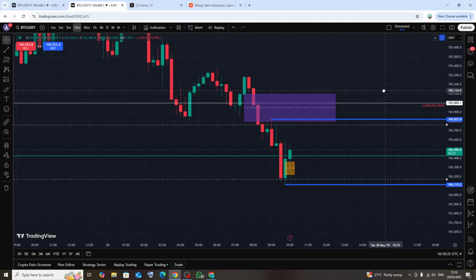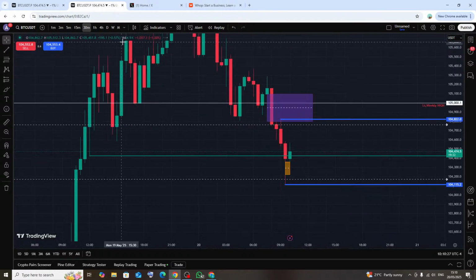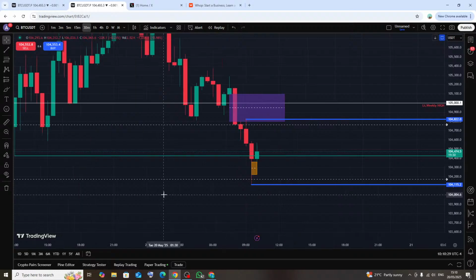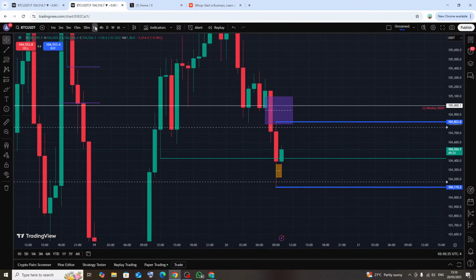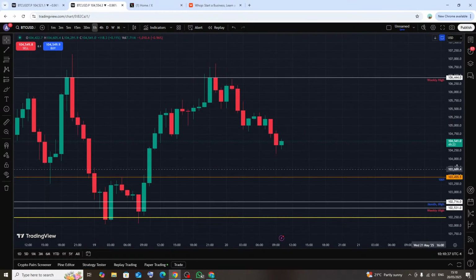On the 15-minute time frame, do you think the market could be bullish? 4 minutes left, it's 10:10 on a 30-minute time frame. That's why I wanted to do the analysis on this chart.